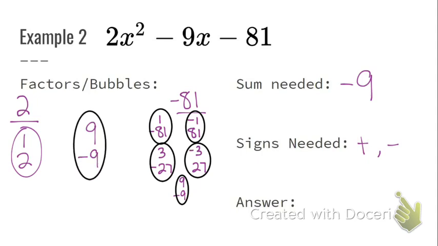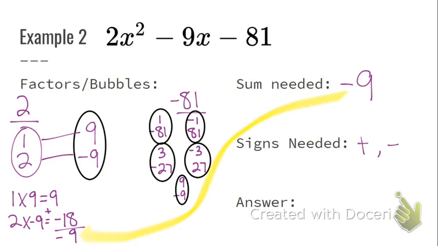Now we still have to decide how we're connecting these bubbles, so let's go straight across first. 1 times 9 is 9. 2 times negative 9 is negative 18. When we add those together, we get negative 9, which is good. That's what we wanted. We wanted a sum of negative 9.